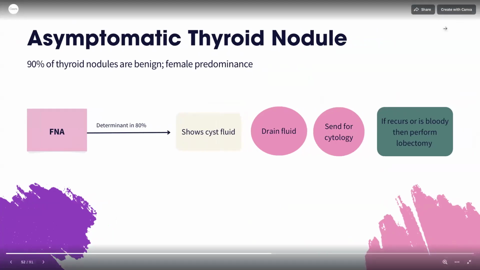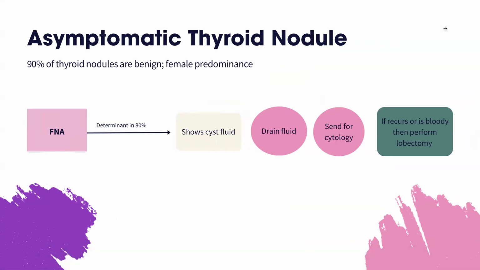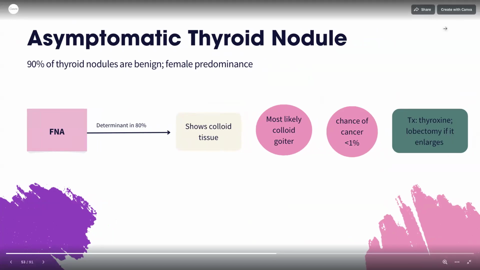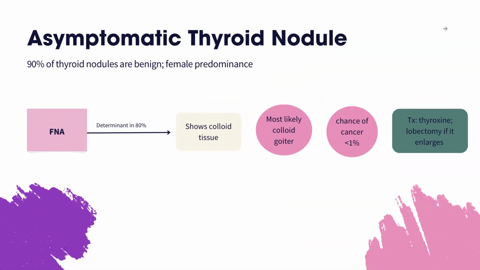But first, let's talk about an FNA that shows cyst fluid. Then you'll want to drain the fluid and send it to cytology. If the cyst recurs or if the fluid is bloody, then you will want to perform a lobectomy to remove the cyst. If the FNA shows colloid tissue, it's most likely a colloid goiter. These are very low likelihood of cancer, so you can just treat with thyroxine. And if they do continue to grow, then you will want to perform a lobectomy.